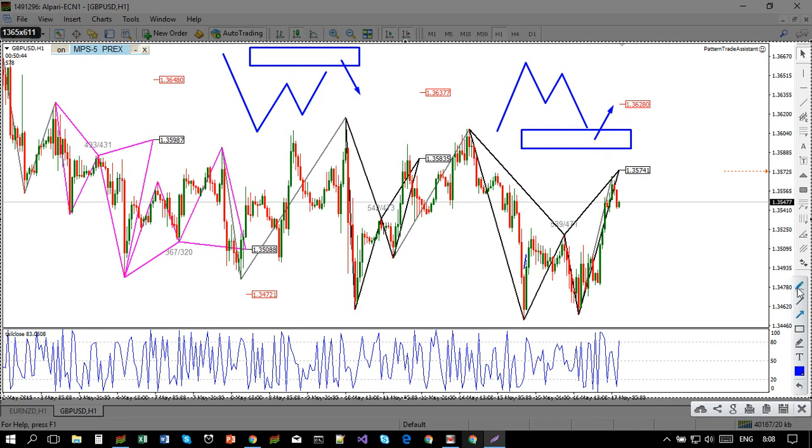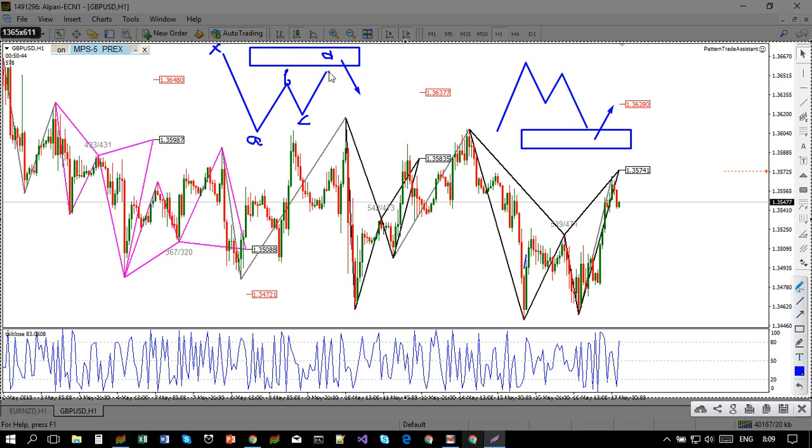If I put some labels here, these labels are X, A, B, C, D. The D point is the actual reversal point where the reversal happens. These movements from X to A I call the legs of the pattern: one leg, second leg, third leg, fourth leg.